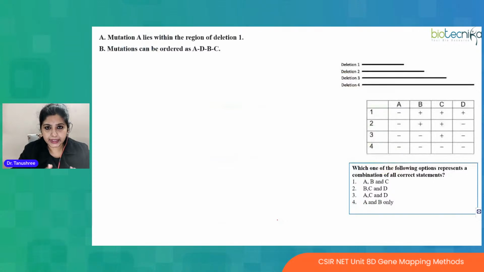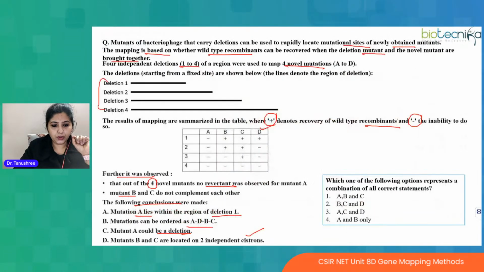Now, how are we going to link this concept to solve such a question? In the question, certain statements are given. Two of the statements are that mutation A lies within the region of deletion 1, and the mutations can be ordered as ADBC. A very simple trick here is to consider both the table and the figure given. If you analyze the table for A, for deletions 1, 2, 3 and 4, you can see minus. I'll go back to the question again: plus denotes recovery of wild type and minus denotes inability to do so.